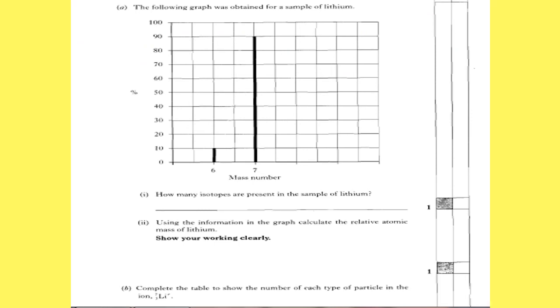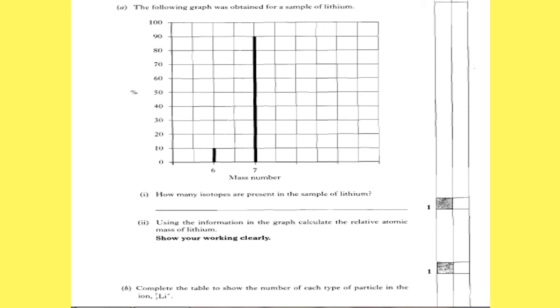Here is another question, and this is a slightly trickier one. Hopefully you can read that question nicely. But it says the following graph was obtained for a sample of lithium. And we can see that the graph has two values. We've got one at a mass of 6, which, if we're looking at the left-hand side, has a percentage of 10%, and one at a mass of 7, which has a percentage of 90%.